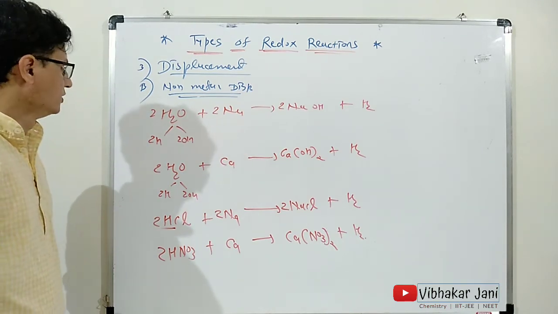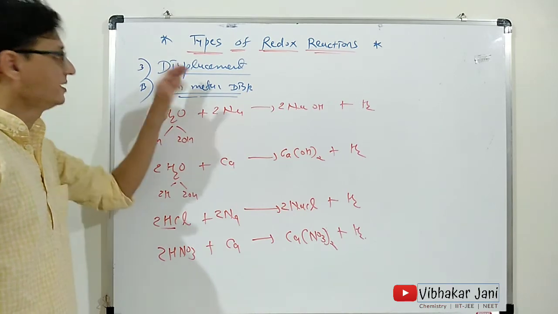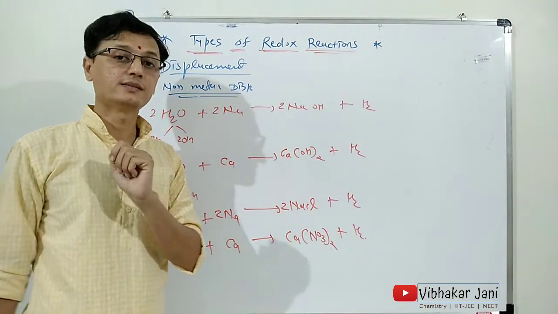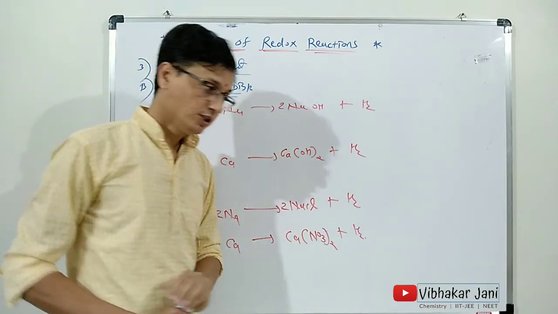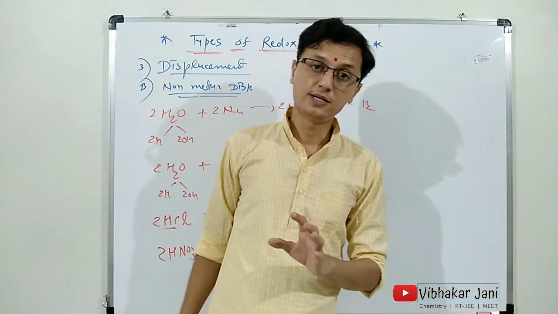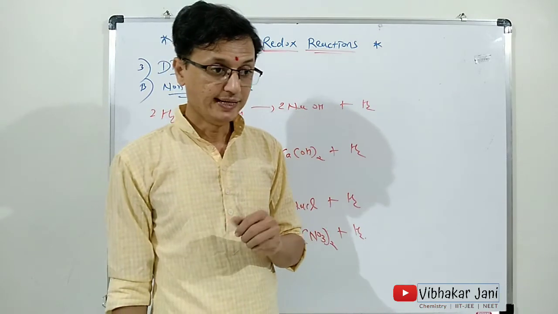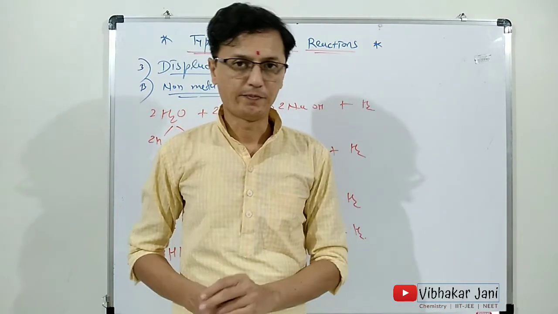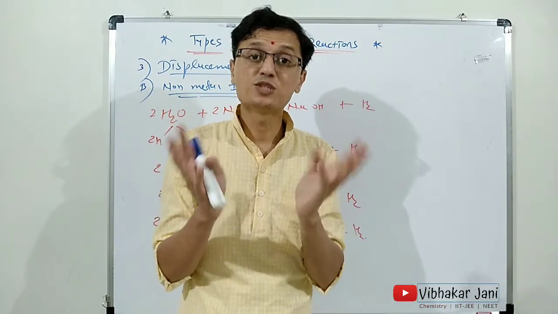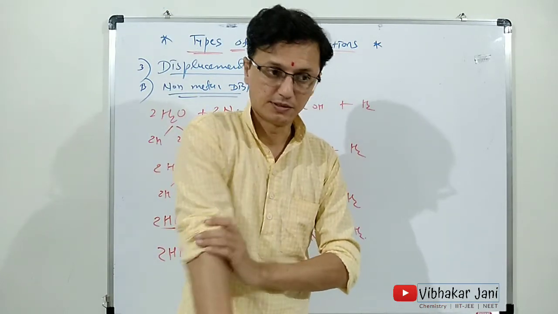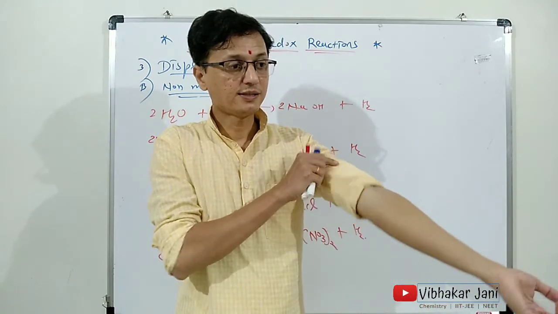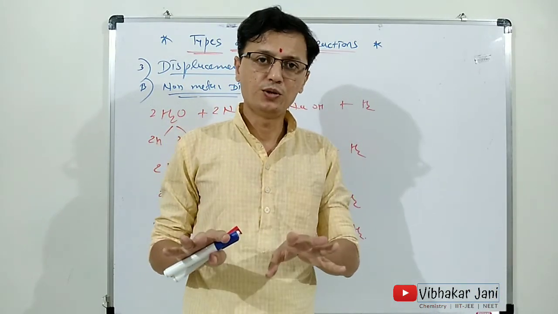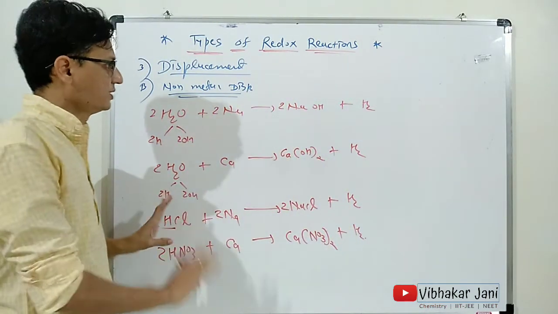Okay. So we have discussed 3 types of redox reactions out of 4. The fourth one is disproportionation. Now, disproportionation is a very special kind of reaction. We will need that word in 12th standard also. We will discuss disproportionation in our separate next video. In this video, now we will conclude.